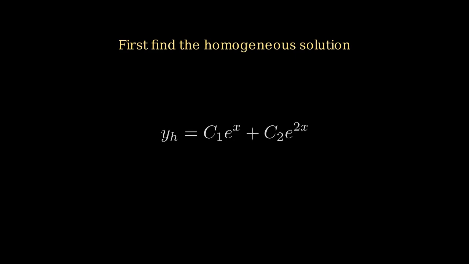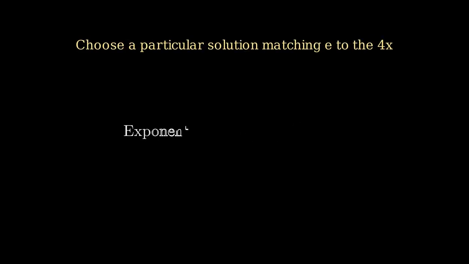Now look at the right-hand side, e to the power of 4x. Since 4 does not match either exponent already used, 1 or 2, we try a particular solution of the form, a constant, let's call it capital A, times e to the power of 4x.